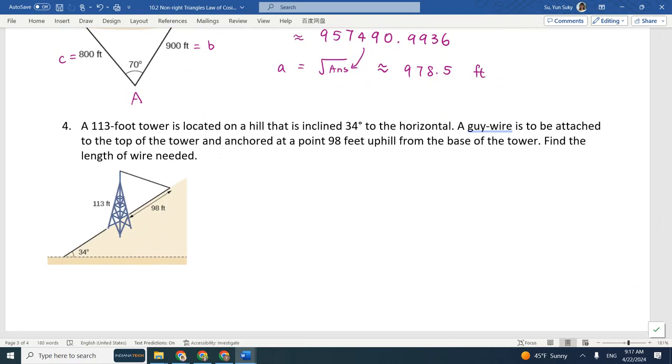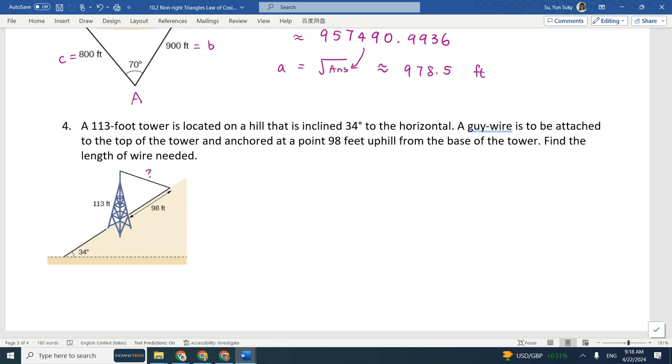Okay, so here we have the picture given, right? We have a 113 foot tower located on a hill that is inclined 34 degrees to horizontal. A guide wire is to be attached to the top of the tower and anchored at a point 98 feet uphill from the base of the tower. Find the length of the wire needed. So we want to find this part, the length of the wire.